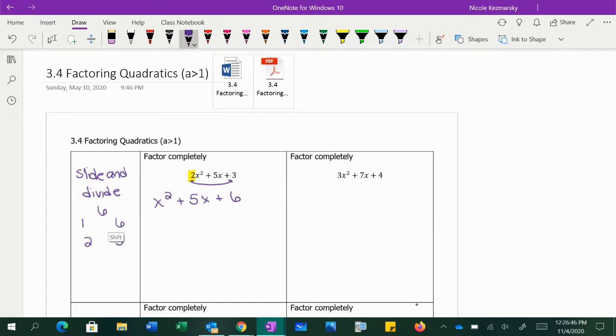So if we look at 6 and 1, to get positive 5, we would have to do plus 6 minus 1. However, plus 6 minus 1 does not multiply to positive 6, it multiplies to negative 6. So this factor pair is not going to work. So we move on to 2 and 3. If we do positive 2 and positive 3, that adds to 5, and 2 times 3 gets us 6. So we're going to go ahead and use 2 and 3. We'll put our x's in to represent the x squared, and then plus 2 and plus 3.